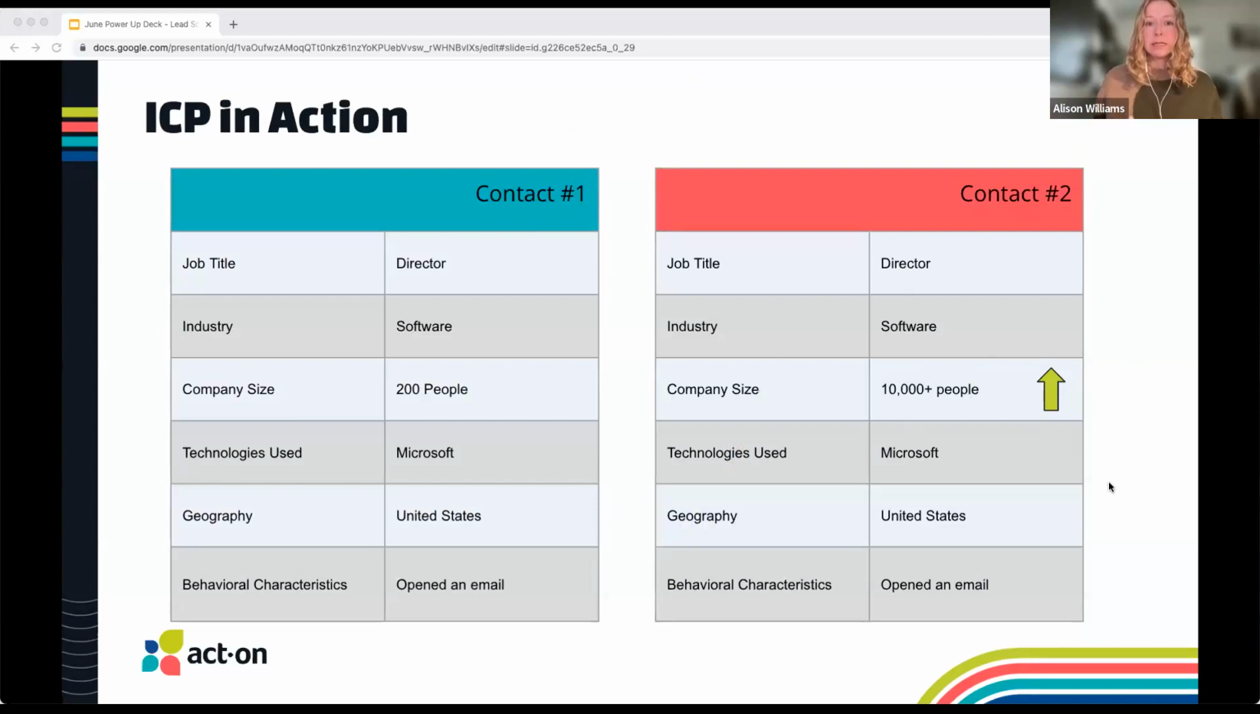You know that you typically sell better to larger companies. It's not that you can't sell to a smaller organization necessarily, but maybe you're just not as excited about them. The deal size isn't going to be as big. You know that larger organizations just tend to be more successful with your product. So comparing these two contacts side by side, even though almost everything about contact 1 suggests they would be a good fit for you, contact number 2 would be stronger in this example.